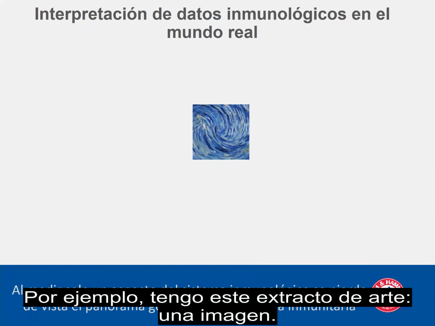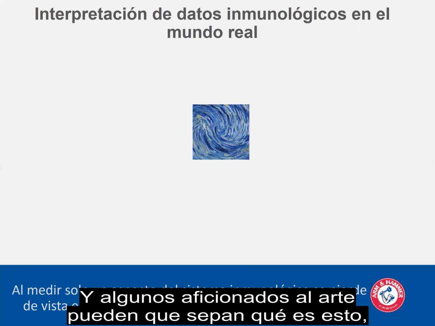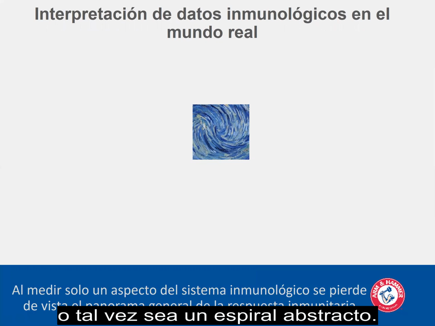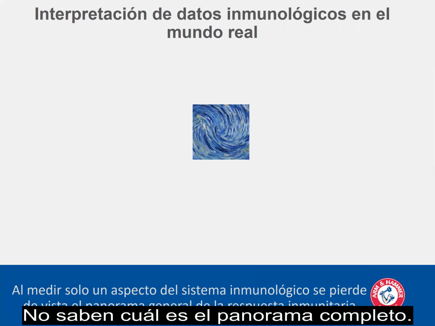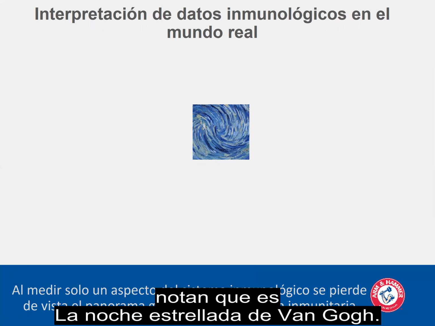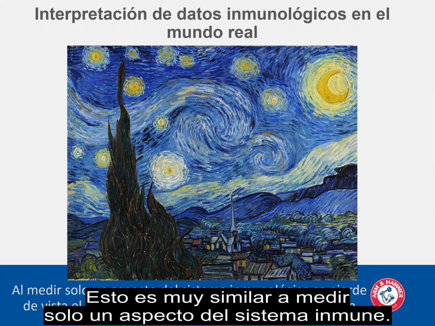So I've got this little square of art, a picture, and some of you art aficionados may know what this is, but many of you probably don't. You may think this is a picture of a wave, or maybe just an abstract swirl. You really don't know from just seeing this small square of the art what the true big picture is. But when you start to look at the big picture, you realize that this is Van Gogh's Starry Night. And this is very similar to measuring only one aspect of the immune system.